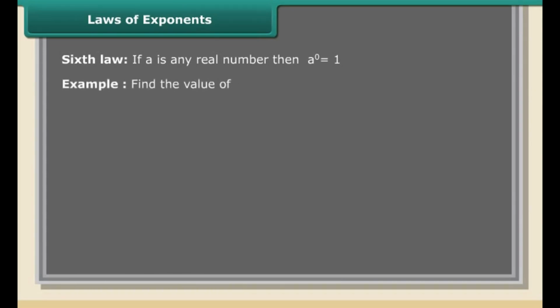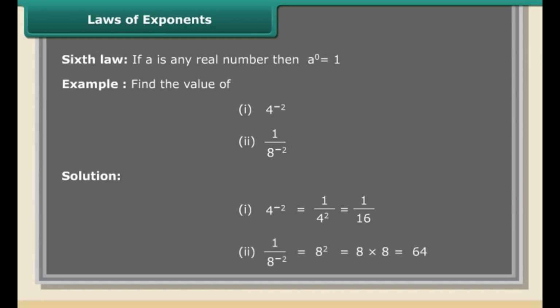Sixth law. If a is any real number, then a^0 is equal to 1. Example. Find the value of 4^(-2) and (1/8)^(-2). Solution. 4^(-2) is equal to 1 upon 4^2, which is equal to 1/16. (1/8)^(-2) is equal to 8^2, which is equal to 8 × 8, which equals 64.